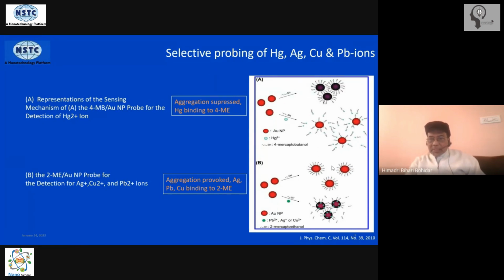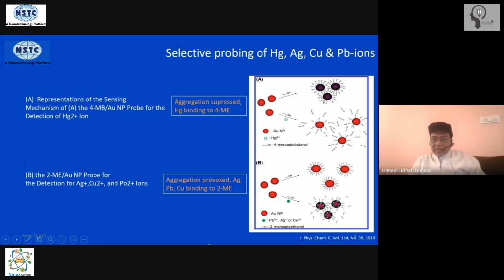Now, if you go to the detection of lead, silver, and copper, just the reverse happens. The binding ligand is 2Me, mercaptoethanol. As before, they bind nicely on the surface, and because the hydrophobic group is shorter, the hydrophobic interaction is very, very weak compared to this one. So therefore, this is not strong enough to hold an aggregate. So they will not form an aggregate. The individual coated nanoparticles will remain separately in dispersion.